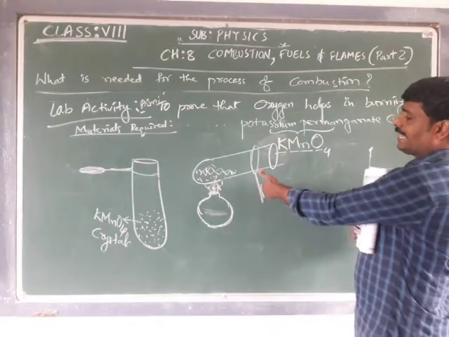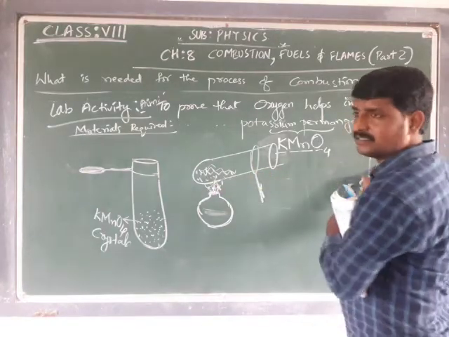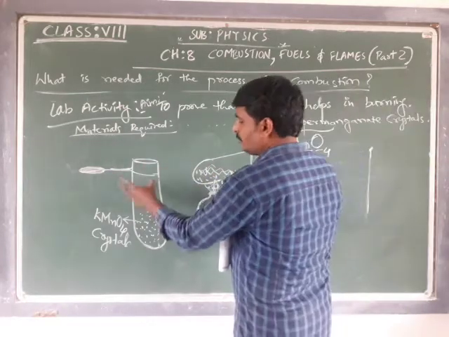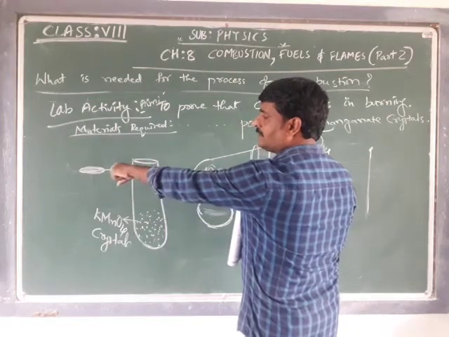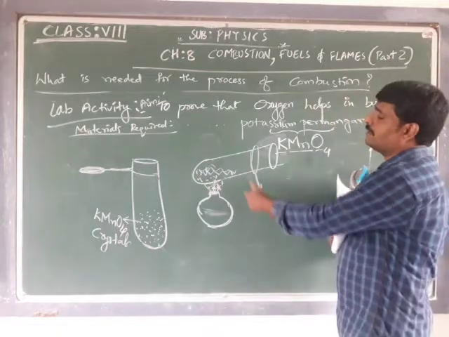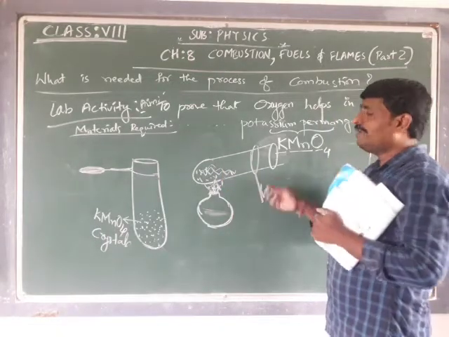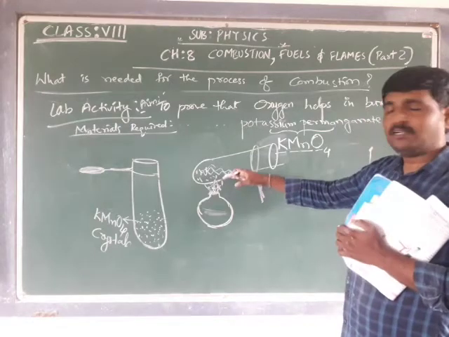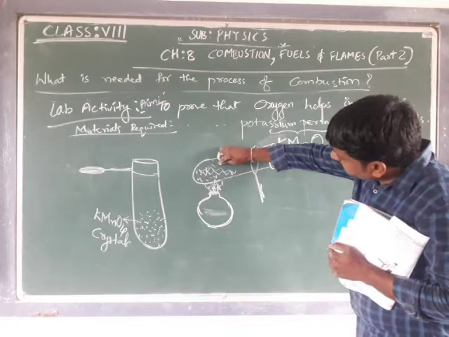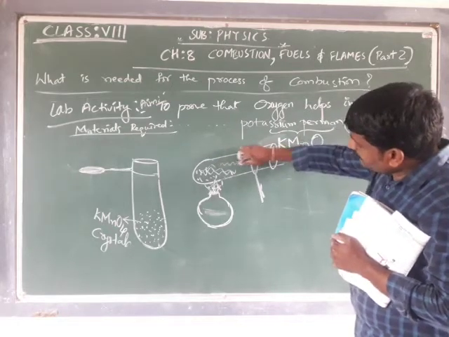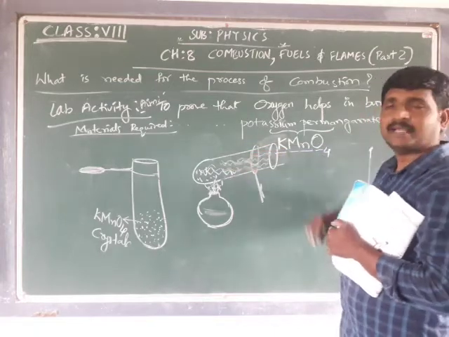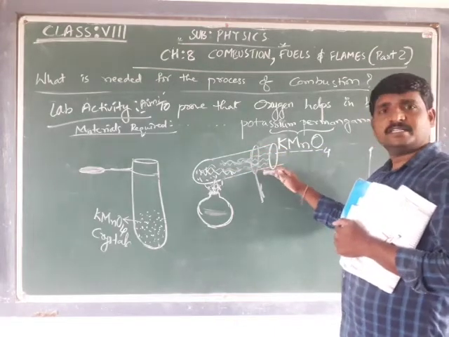After lighting the agarbatti and keeping it aside, take a test tube, hold it with the test tube holder, and fill it with potassium permanganate crystals. Bring it to the spirit lamp. We notice that when heat is applied to this test tube, after a few minutes some gas is evolved, coming out from the test tube.